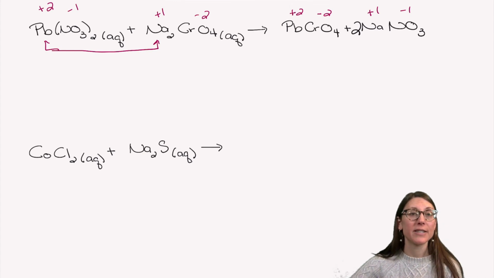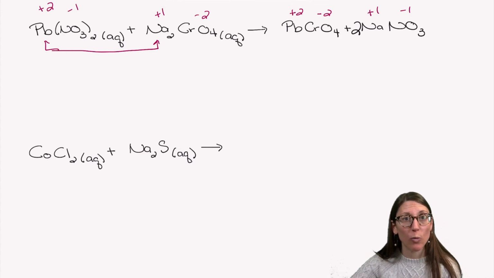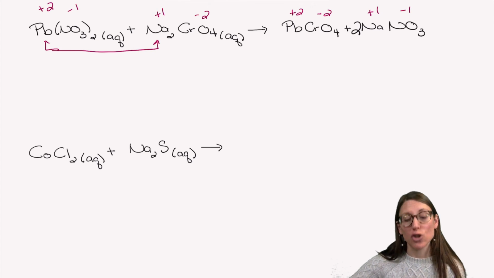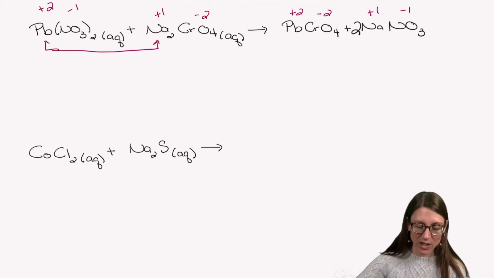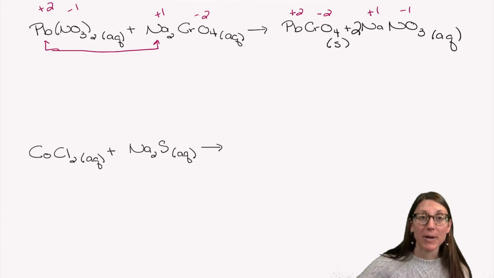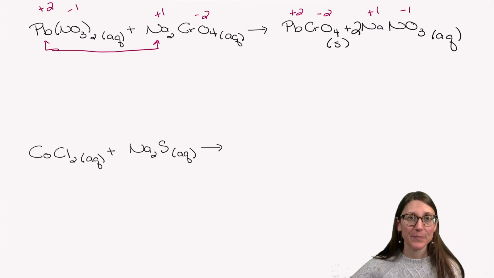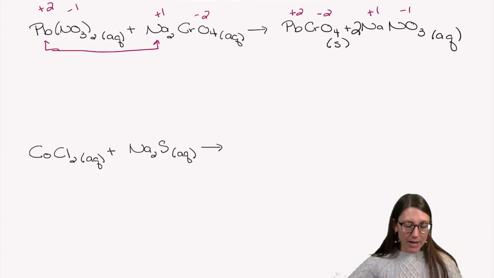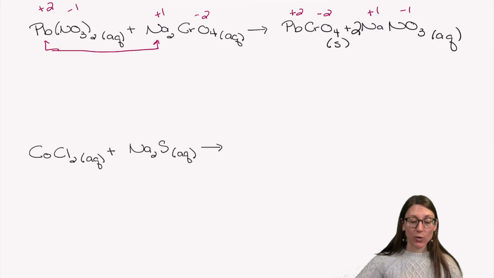All that remains is deciding which one of these will be aqueous and which one will form my solid. Things that have sodium, things that have nitrate, those are going to be aqueous. And so that means that the sodium nitrate will be aqueous and the lead chromate must be the precipitate that forms.